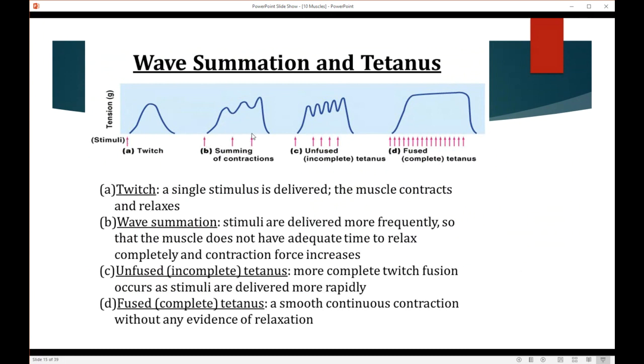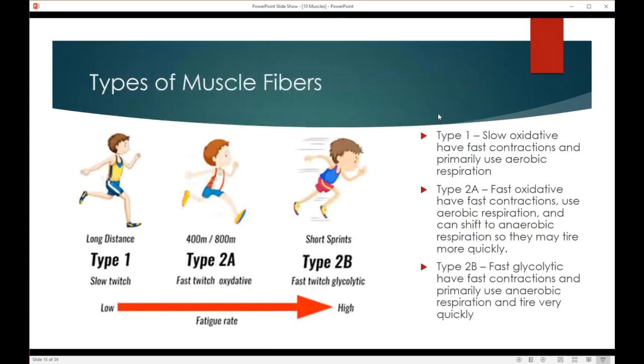Okay. We also can get wave summation and unfused or incomplete tetanus. Okay. And so for wave summation, the stimuli are delivered more frequently, and so you can see that we never really come back down to a relax. Okay. And so the contraction force continues to increase. Then we have our unfused or incomplete tetanus, and this is where we have a more complete twitch fusion because the stimuli are delivered much more rapidly. And then we have a fused or complete tetanus, right? And so this is a smooth, continuous contraction without any evidence of a relaxation.